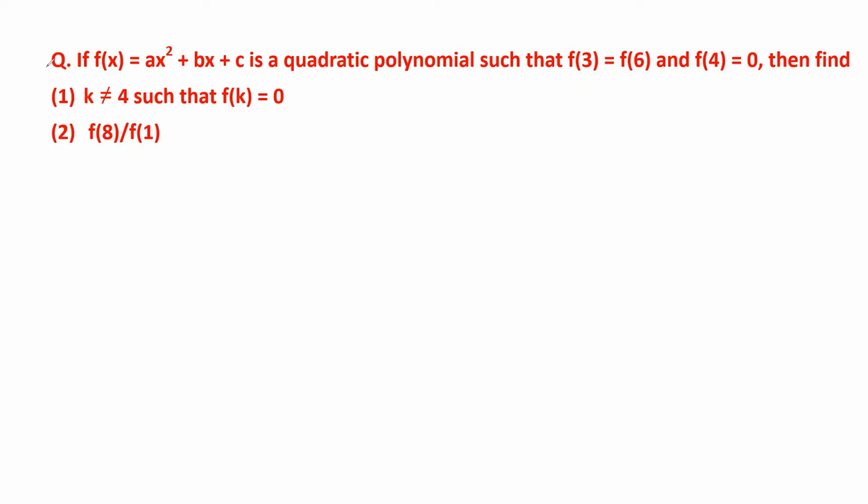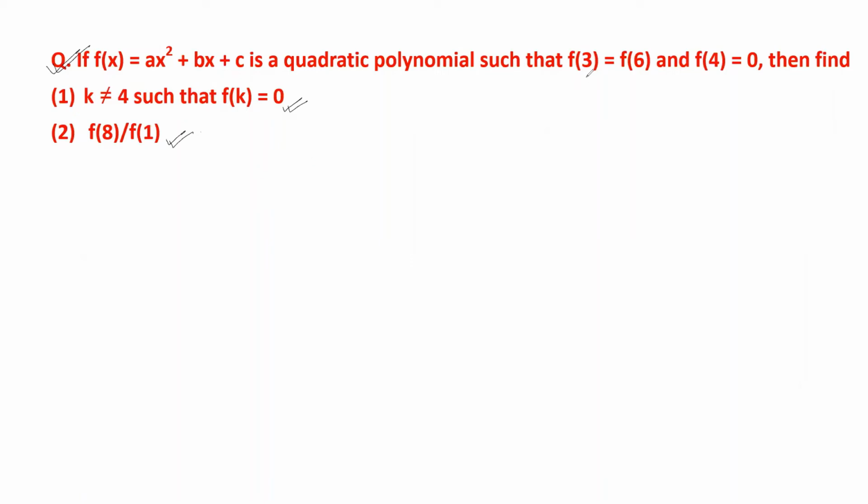Now, let us take this question to understand the concept that we have learned. If f(x) = ax² + bx + c is a quadratic polynomial such that f(3) is equal to f(6) and f(4) is equal to 0, then find k, which is not equal to 4, such that f(k) is equal to 0, and the ratio of f(8) upon f(1). I will show you two ways of solving this question. First, via the normal method, and the second one by using the concept that we have just learned a few minutes back.